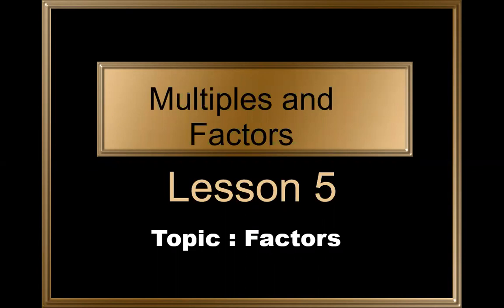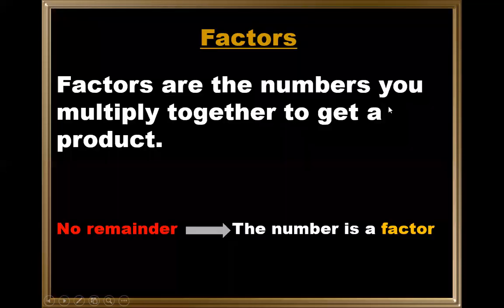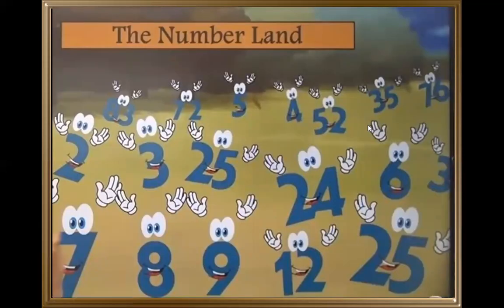Hello students, today we are going to learn chapter 5, multiples and factors, and today's topic is factors. In the last class we have already learned about multiples. So here you can see that this is the number land. We have a place called a number land where all the numbers live together.